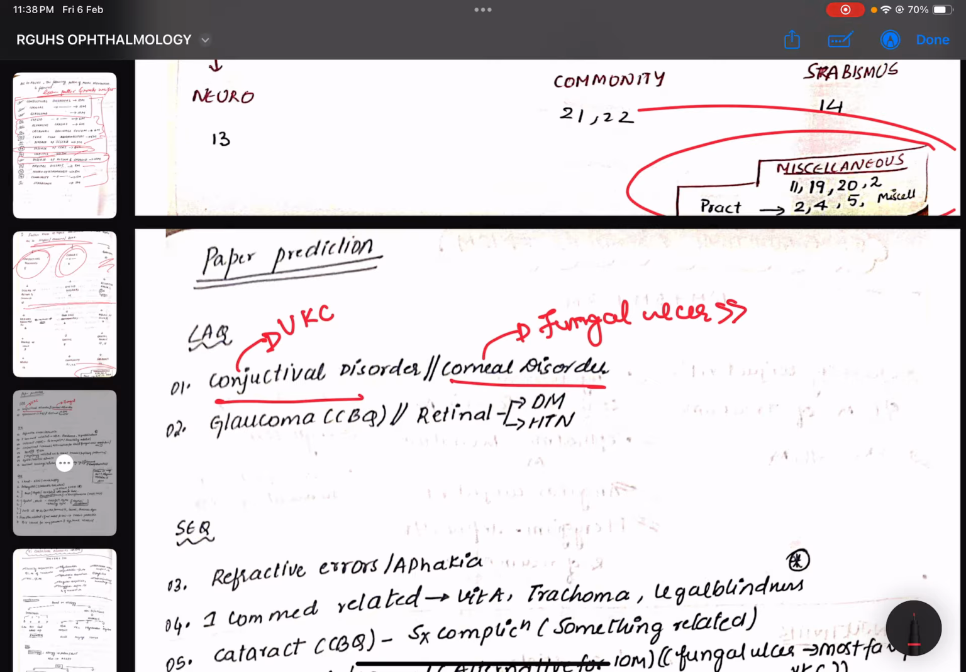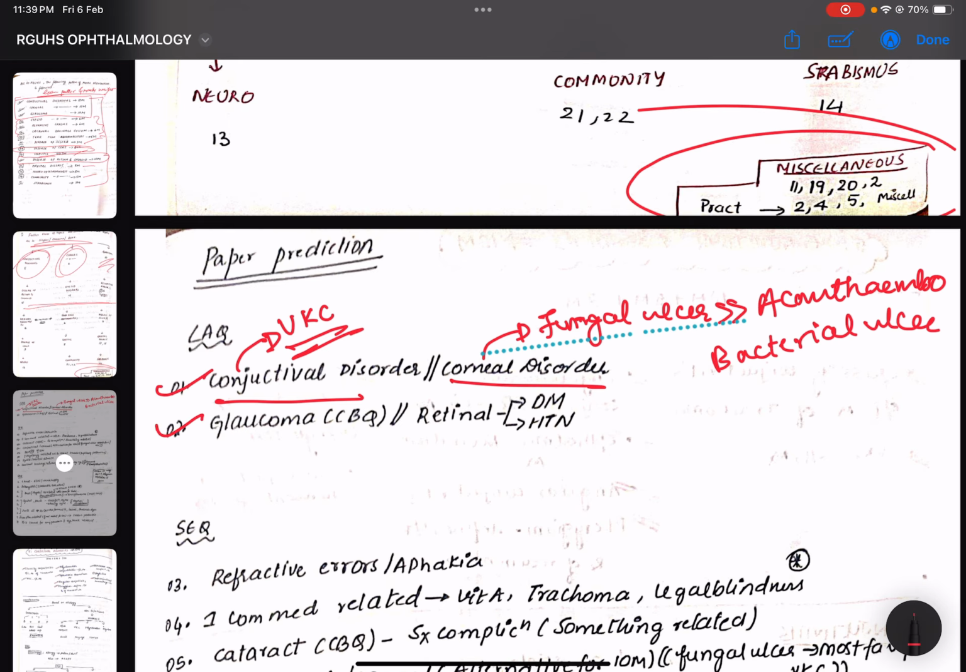More important than that is acanthamoeba, then bacterial ulcer, all those things. VKC is the most important 10 marker which they can ask. And one CBQ is sure, either in the first question or the second question. One CBQ is sure according to the recent pattern of CBME.